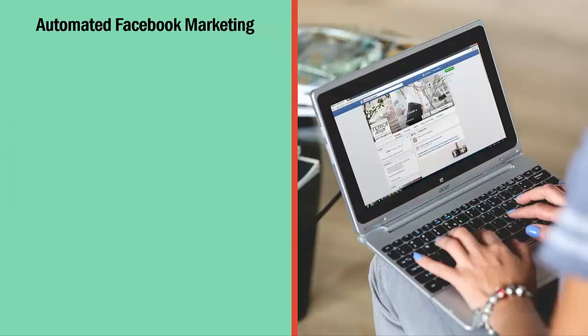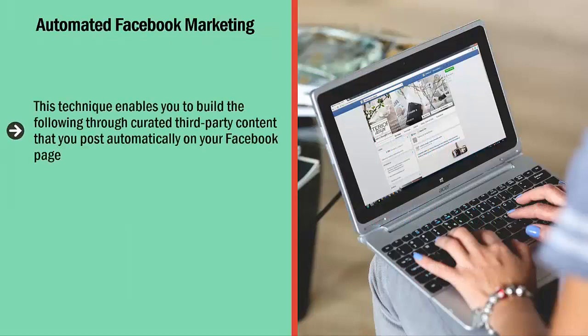Automated Facebook marketing. This technique enables you to build a following through curated third-party content that you post automatically on your Facebook page. You simply set up software to keep publishing this third-party high-quality niche-specific content on your page. This establishes you as some sort of authority in your niche.